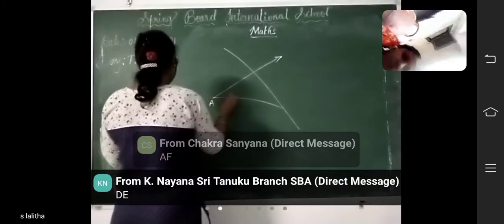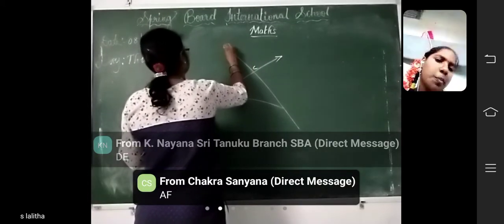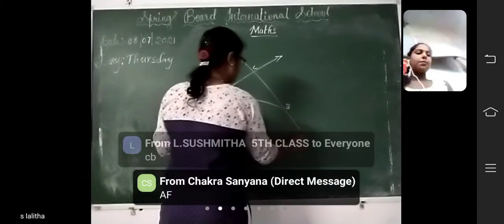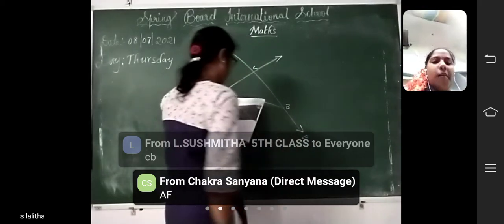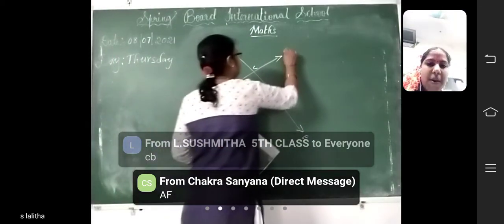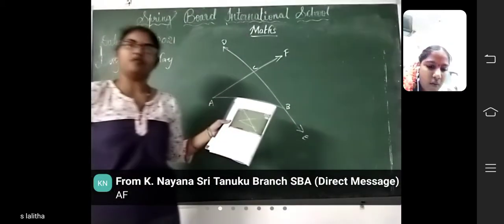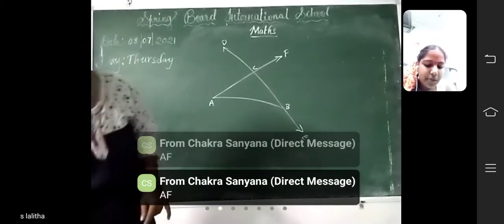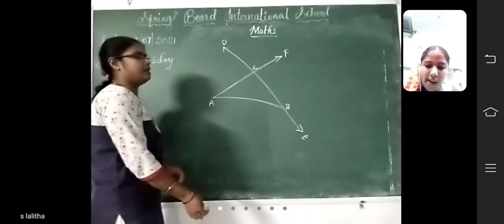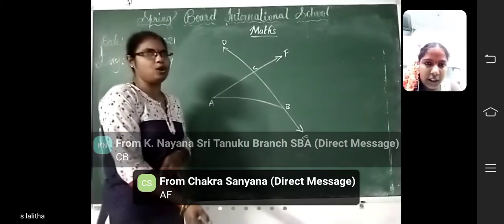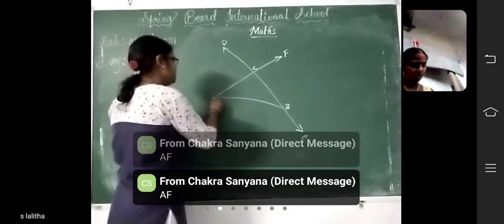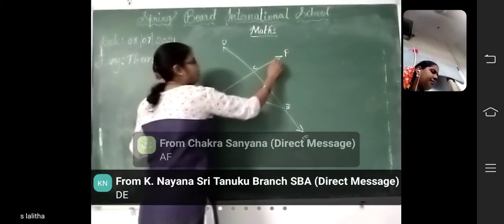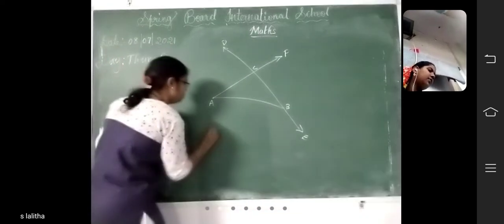So this is A, C, B, D, E. Okay, like this it is given. Name one ray. What is the first question? Name one ray. Can you tell me? Rays, what are those? A ray means it has a starting point and no ending point. So here is the starting point, here an arrow is there. So it is a ray. So A, F.